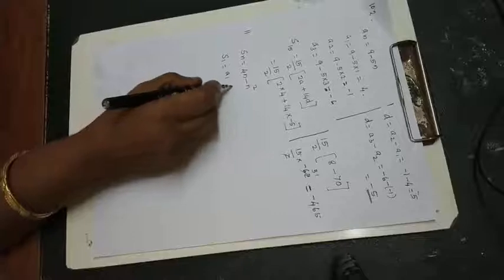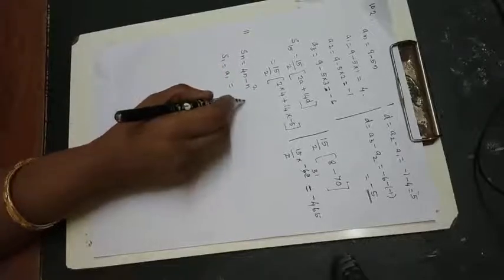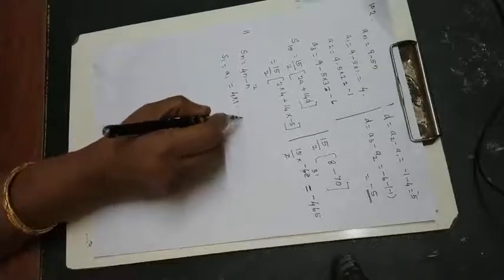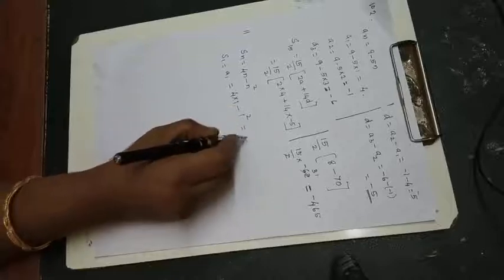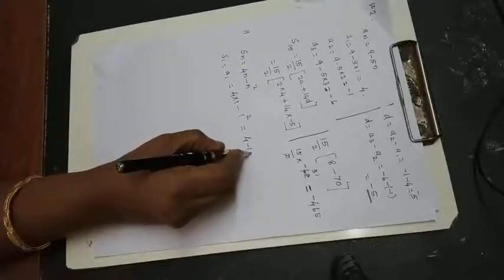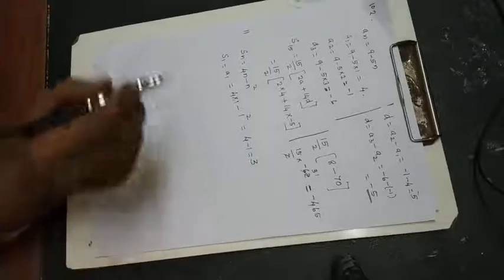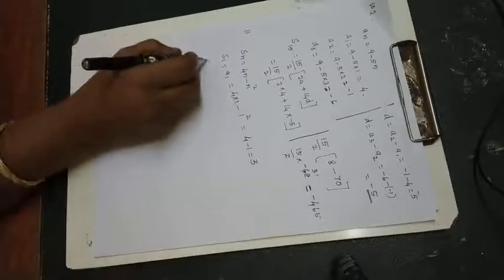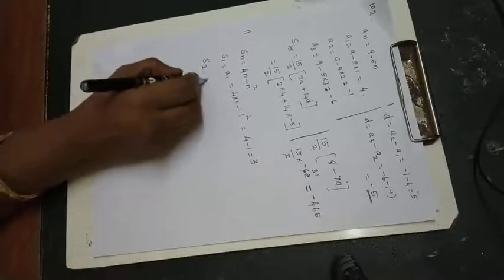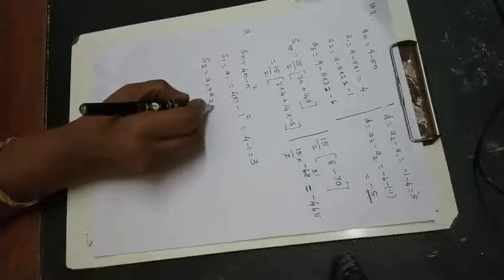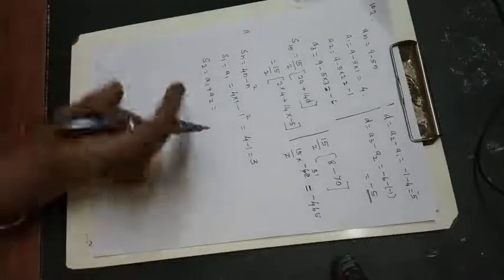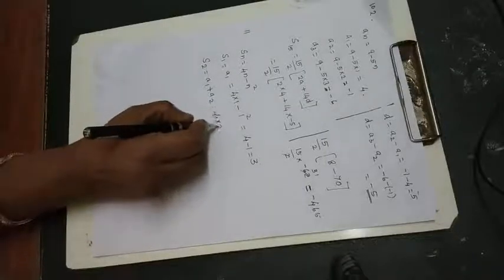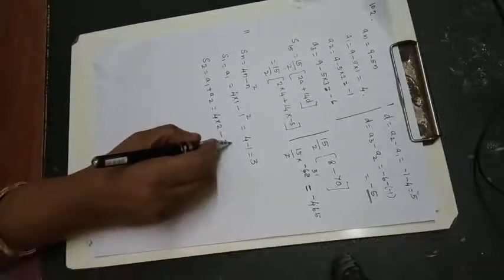S1, how will you get? Putting n is equal to 1. So when we put n is equal to 1, 4 into 1 minus 1 square. 4 into 1 is 4, 1 square is 1. So 4 minus 1, 3. So what is the first term? That is 3. Then S2. S2 means what? A1 plus A2, that is S2. So how will you get S2? That is putting n value equal to 2. That is 4 into 2 minus 2 square.